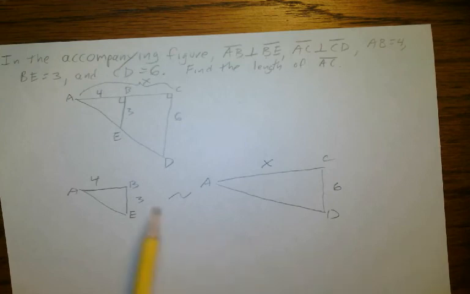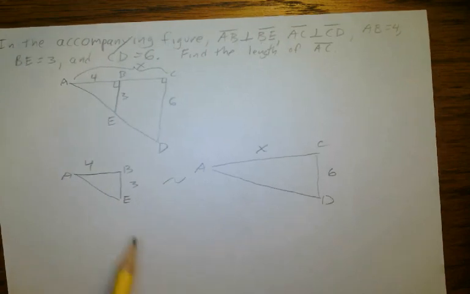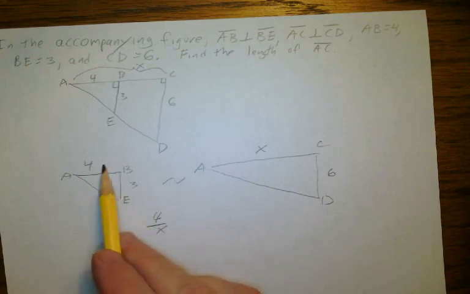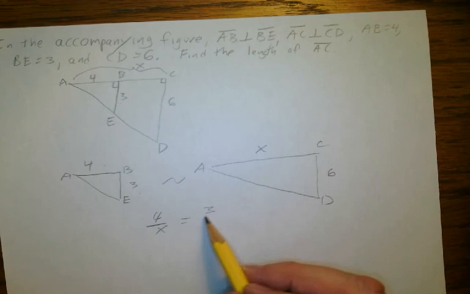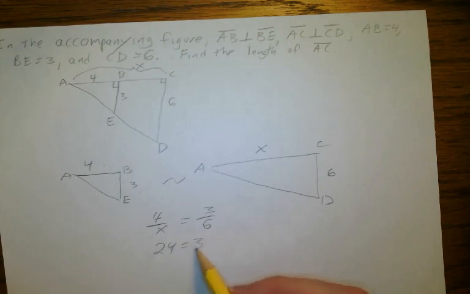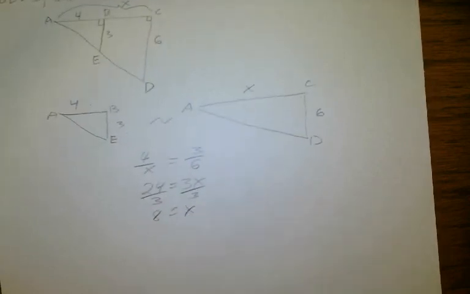Okay, once you have it drawn like this, it's easy to see what the proportion would be. Like that, maybe not so much. However, it's going to be 4 goes to X, as 3 goes to 6. And cross multiplying, 4 times 6 is 24, is equal to 3 times X, divided by 3. 8 is equal to X. Okay?